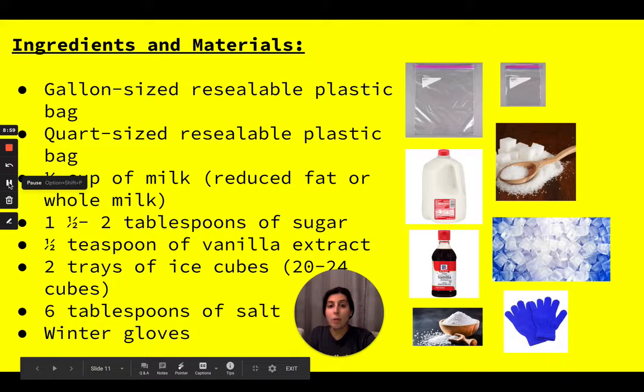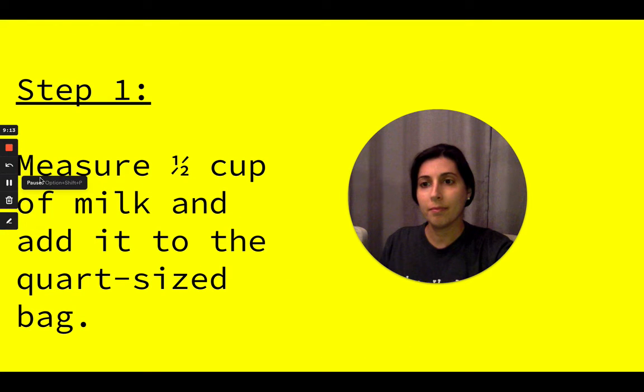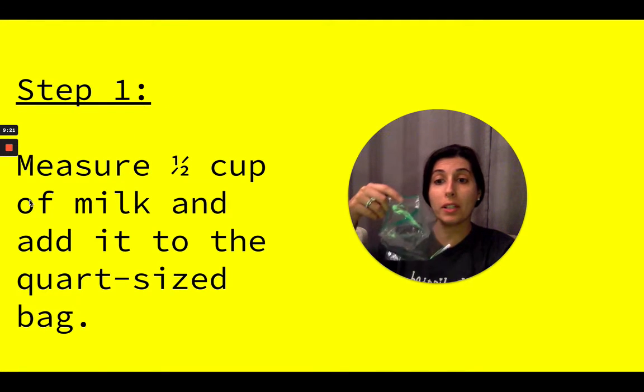So check that you have all of those ingredients. Pause the video here. Make sure that you have all of the ingredients, and once you do, you can come back to get started on making your very own ice cream. For our first step, we're going to need to measure 1/2 cup of milk, and we're going to add it to our quart-sized bag.